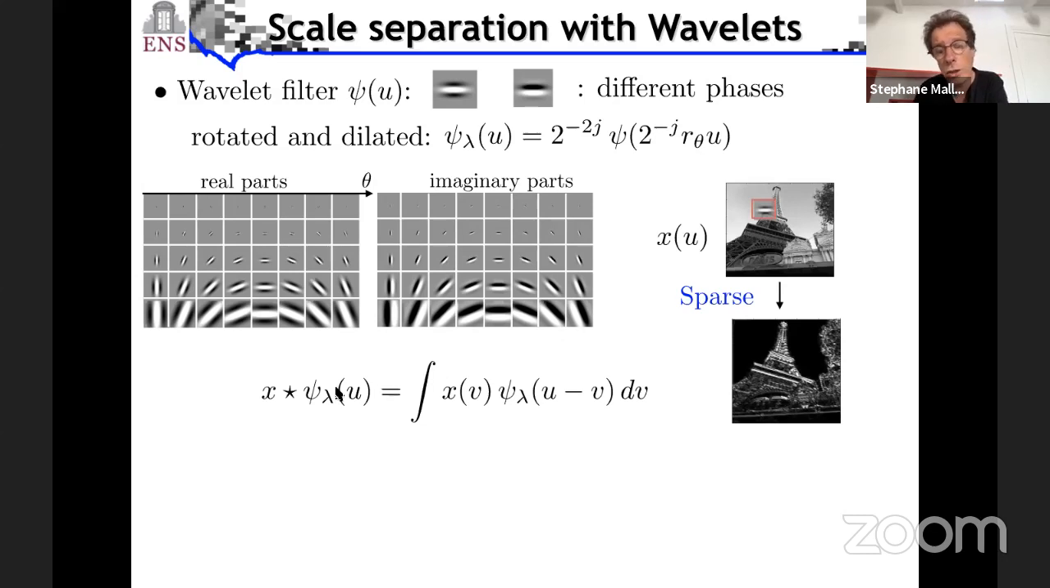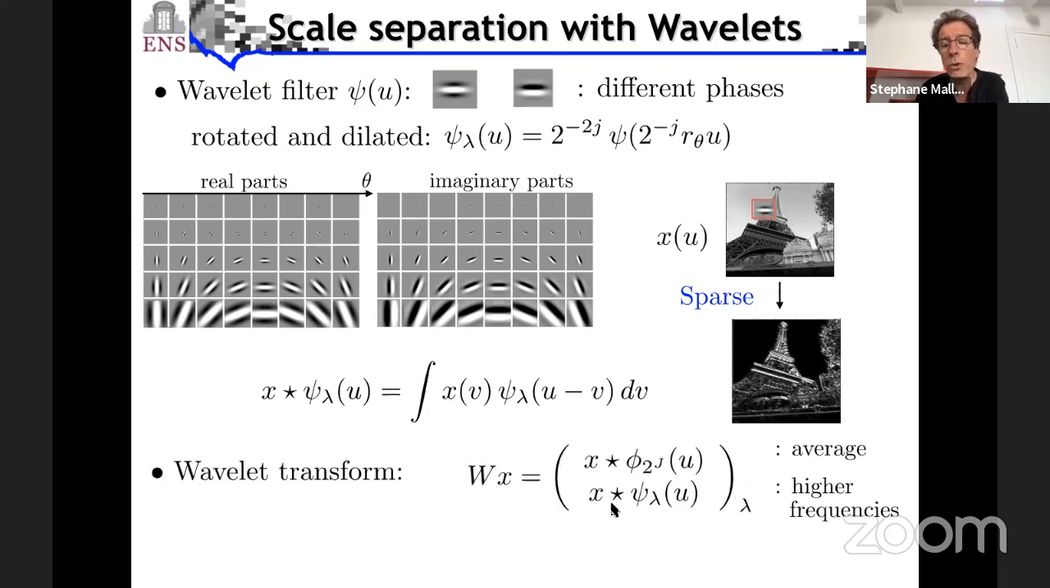Now, what is a wavelet transform? It's very simply a convolution of your input image with the wavelet, which is shown here. And because the wavelet has a zero average, basically it's going to compute a kind of local contrast on your image. So the output is going to be very sparse, essentially non-zero whenever you have a strong transition.